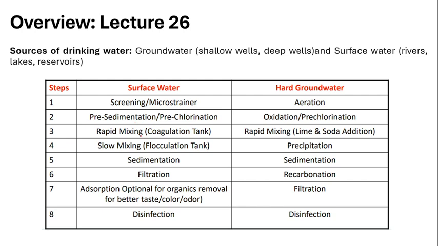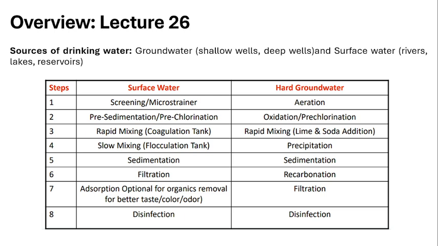So we are adding the chemicals and mixing the surface water, and then a slow mixing follows the rapid mixing. The slow mixing is so that all the unwanted particles get separated. These are allowed to settle under gravity, so the sedimentation process comes. After settling, we filter it again. The filtration process is to separate the solid and liquid. Then adsorption is an optional process to remove the organic content, to make it taste better and improve the color and odor. Finally, the disinfection happens.